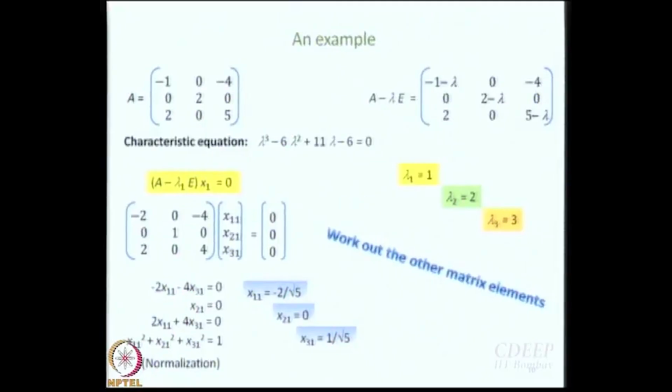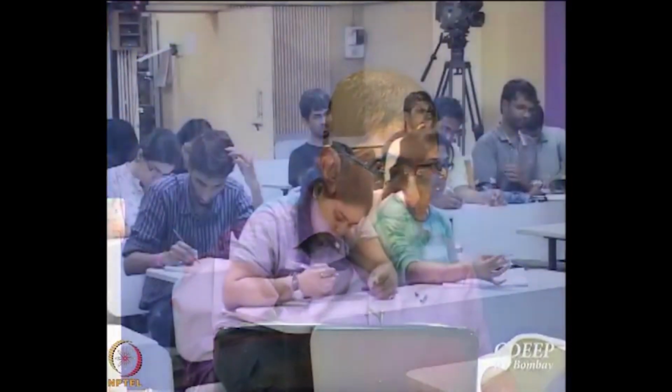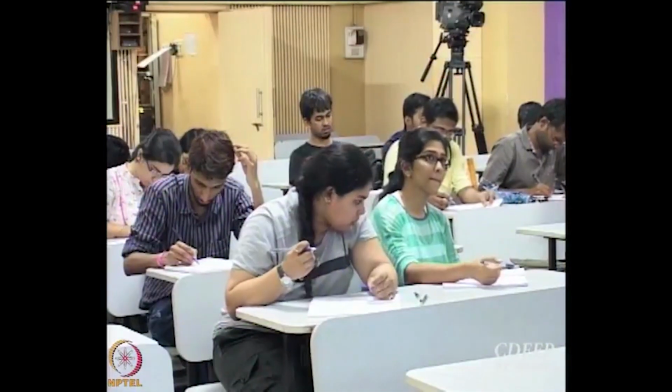What about lambda 3 equal to 3? What is the matrix? Minus 4, 0, minus 4, then 0, minus 1, 0, 2, 0, 2. So what is the first equation? Minus 4 x13 minus 4 x33 equal to 0. Second one, minus x23 equal to 0. So notations are all problematic. Then third, you get a redundant equation. Fourth one is the normalization condition.